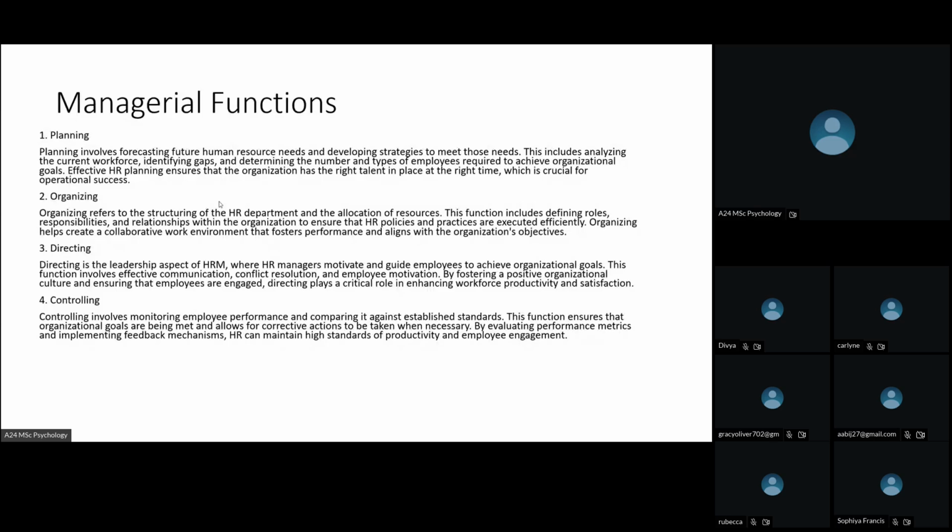Then directing is the leadership aspect of HRM. We've already seen what directing is in a classroom setup. Directing is nothing but, I have given an example as a teacher of a classroom. So we need to motivate, let's take again a classroom as an example.